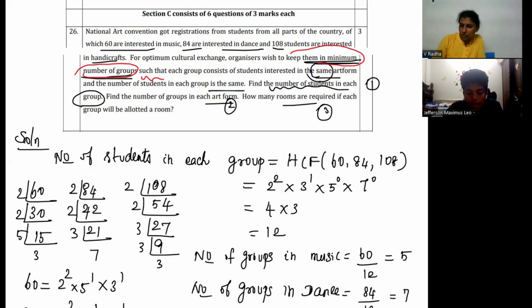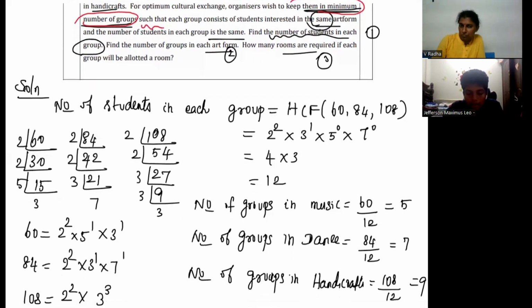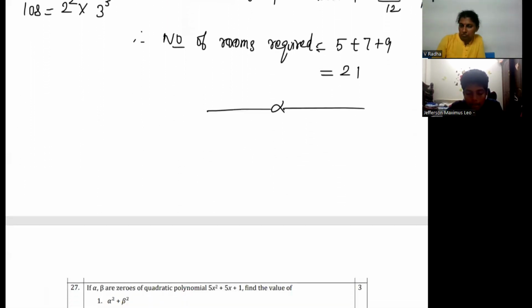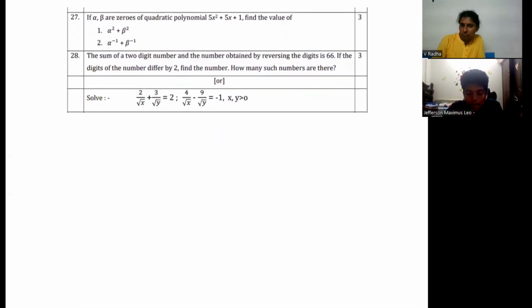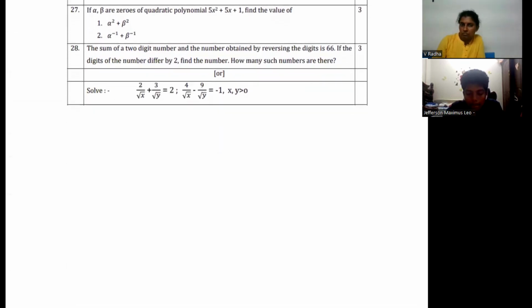Now, one more question. 27th question, please read. If alpha, beta are zeros of the quadratic polynomial 5x squared plus 5x plus 1, find the value of alpha square plus beta square, and alpha raised to minus 1 plus beta raised to minus 1. Alpha inverse plus beta inverse can also be read. Okay, let us see only the 27th question.